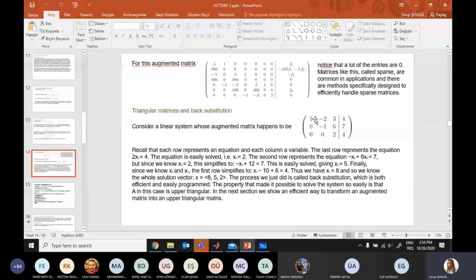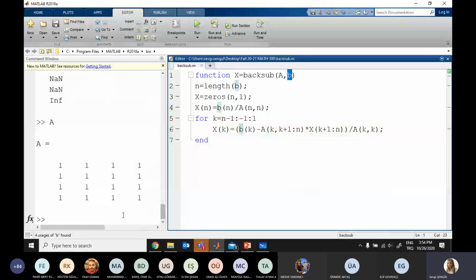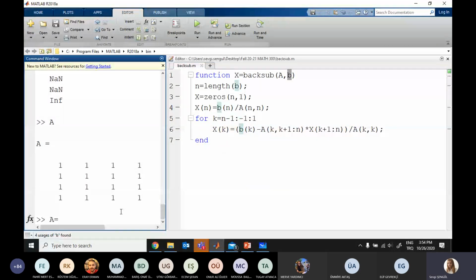So let me define this A. A is, what was that? Once I define those, I can easily call this program. 1 minus 2, 3, and 0, negative 1, 6, and the third row 0, 0, 2. Okay, I define my A matrix. I will define my B as 4, 7, 4.